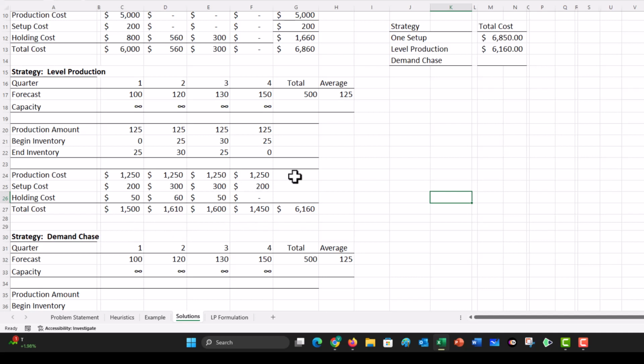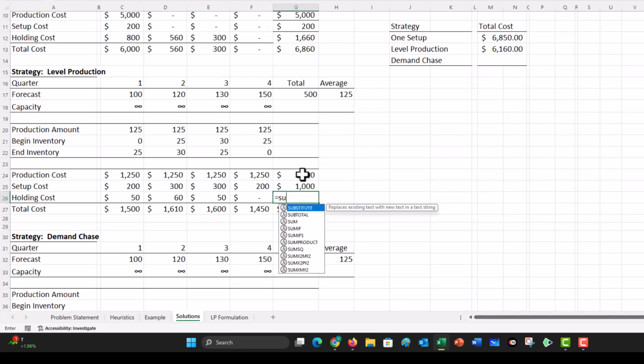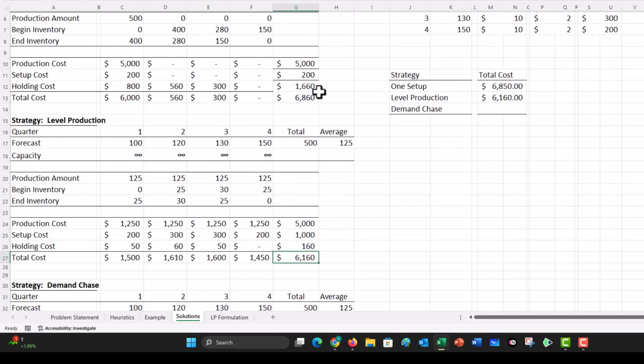We can take a look at the production cost. This is equal to the sum of these 4 numbers. The production costs are all going to be the same. The setup cost is going to be, however, much larger because we are setting up in every period. So that's almost $1,000, and the inventory carrying cost in this case is going to be 160 compared to 200, compared to 1,660 in the previous format.